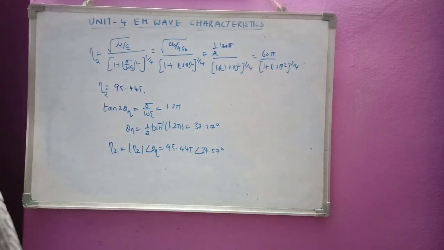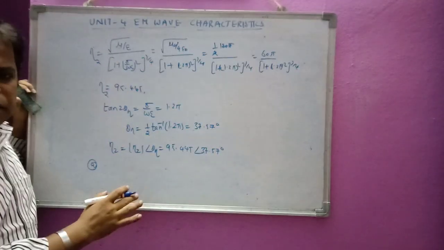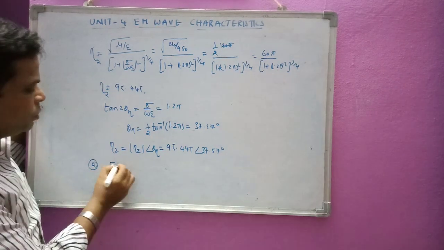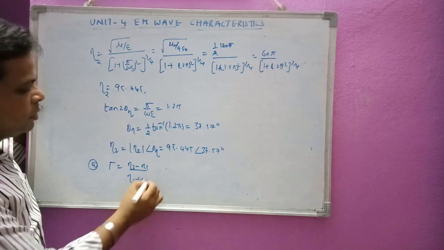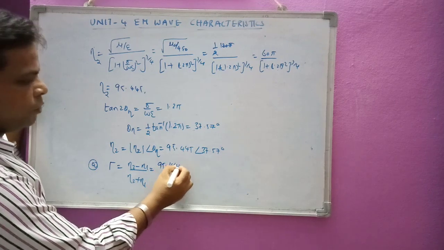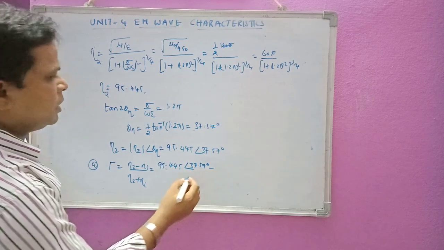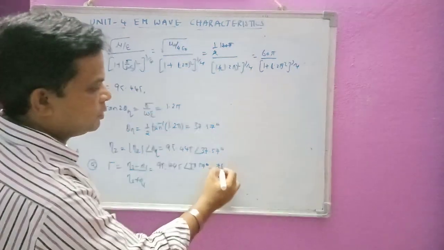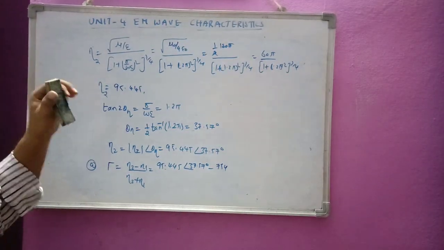Okay, now we have got all the values. Now the first question starts here. We have to find the value of gamma. All the values are required in order to solve it. Gamma is equal to eta 2 minus eta 1 by eta 2 plus eta 1. Already we have got eta 2 here, 95.445 at an angle of 37.57, minus eta 1, which I have got here. Eta 1 we have got as 754, I think.